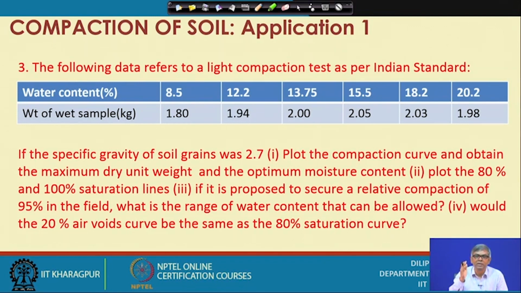We may not get the point exactly at the optimum; maybe 2, 3 points will be before the optimum and 2, 3 after the optimum, and from there we will get the trend, get the curve. So that is what is given here. 5 tests are given, with water content and corresponding sample weight for a volume of 1000 cc: 8.5% and 1.8 kgs, 12.2% and 1.94, 13.75% and 2, 15% and so on, like that 5.